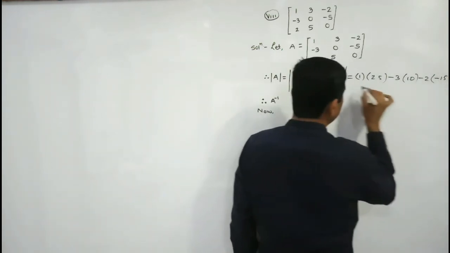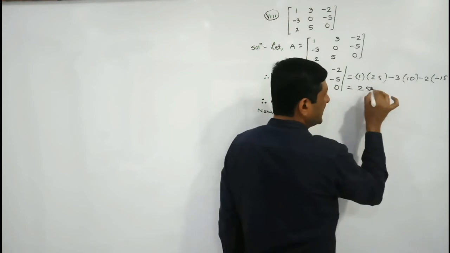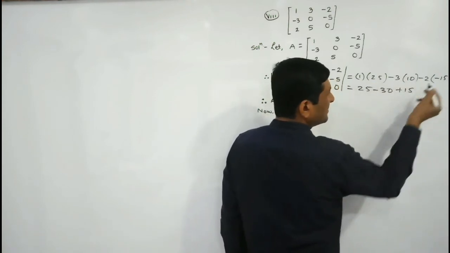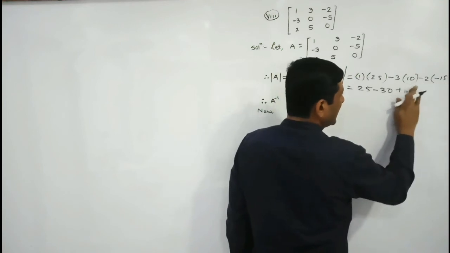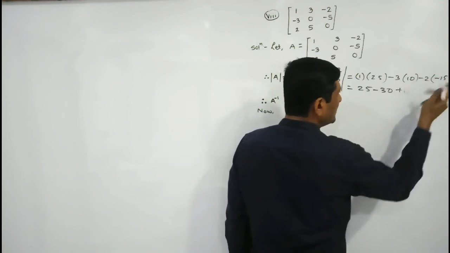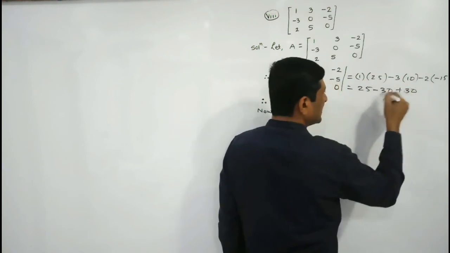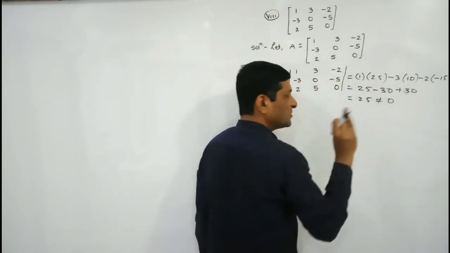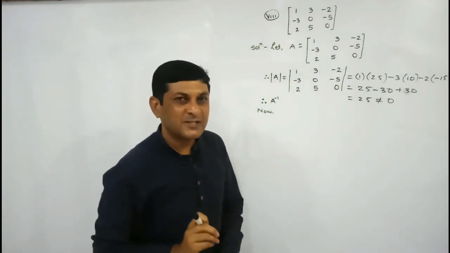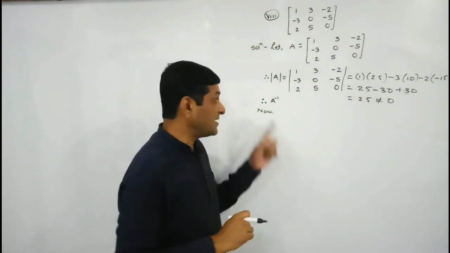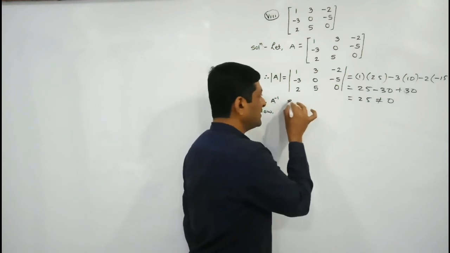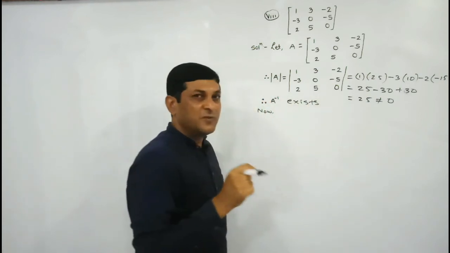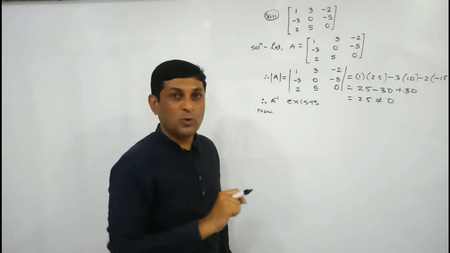So which is equal to, remaining part is calculation part, 25 minus 30 plus 15. So plus 30, 2 into minus will become plus, and 2 into 15 will become 30. So plus 30 minus 30 will get cancelled. So we are getting 25, which is not equals to 0. Since the value of determinant is not equals to 0, we can say that its inverse exists. Therefore A inverse exists. Now we are finding inverse of this matrix applying row transformation.